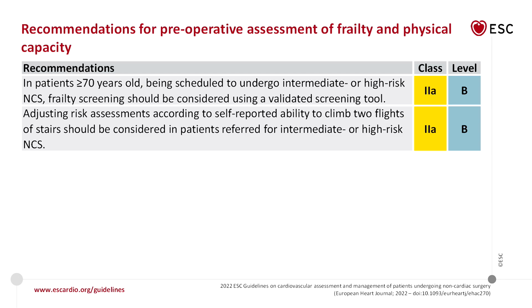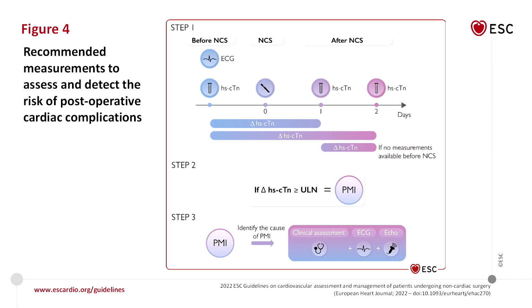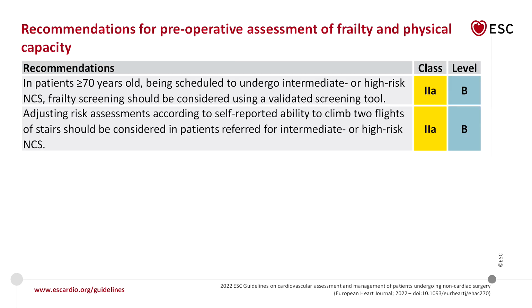Recommendations for frail patients more than 70 years: we should do frailty screening, or adjust the risk assessment according to self-reported ability to climb 2 flights of stairs, which should be considered in patients referred for intermediate or high risk surgery. So if he cannot climb 2 flights of stairs, then that should be assessed accordingly.